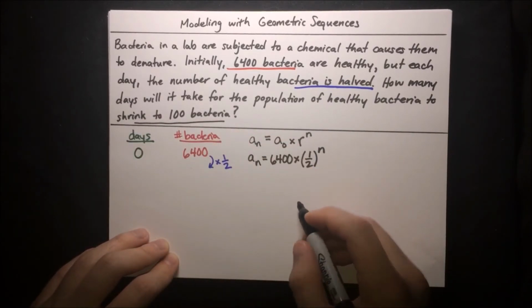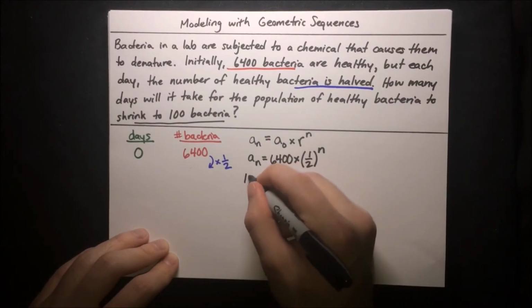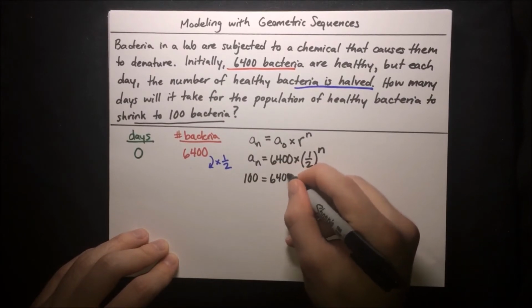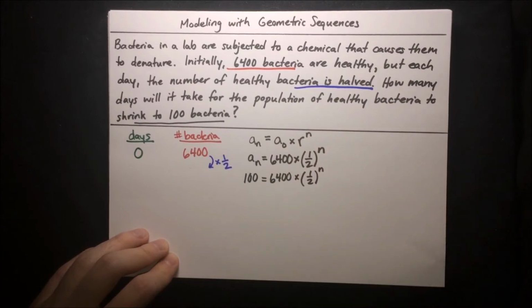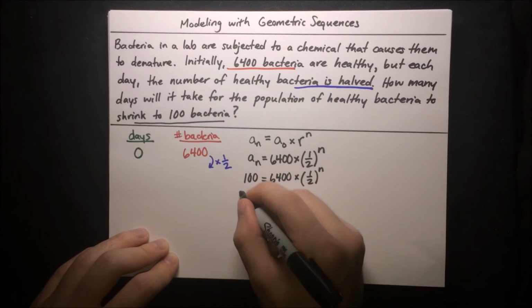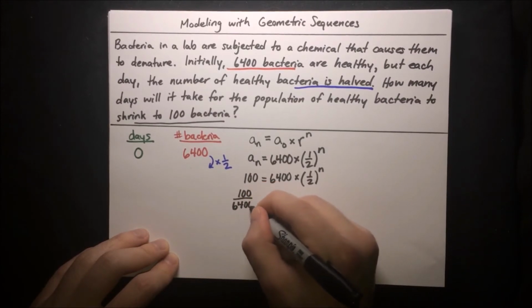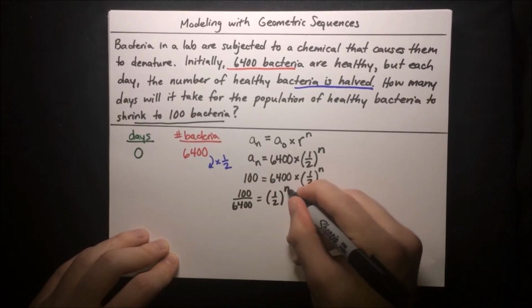So we want to find the value of n for which a_n is 100. So we can go ahead and set that up. 100 equals 6,400 times 1/2 to the n. So why don't we first divide by 6,400 on both sides? That way we get 100 over 6,400 is equal to 1/2 to the power of n.